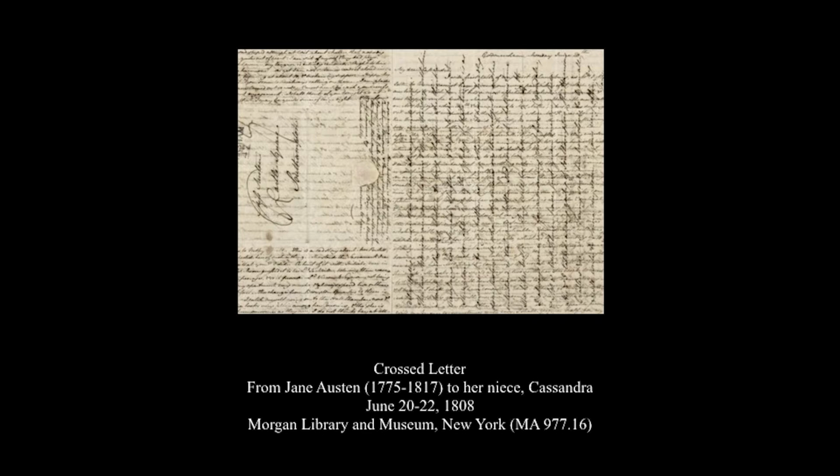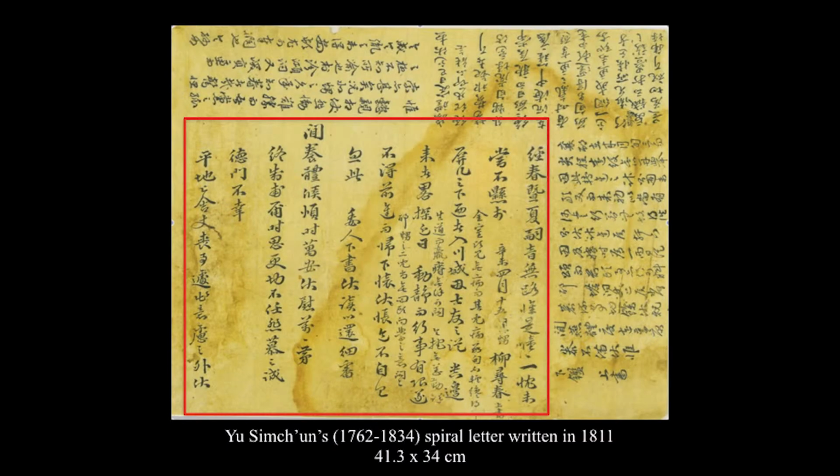In my own research on early modern Korean epistolary culture, I have also come across similarly complex letter forms bearing non-linear textual layouts, which I call spiral letters. This image is of a spiral letter produced in 1811 by a male elite, and it displays a 360-degree spiral effect. In this form, both writers and readers engage in textual movement.